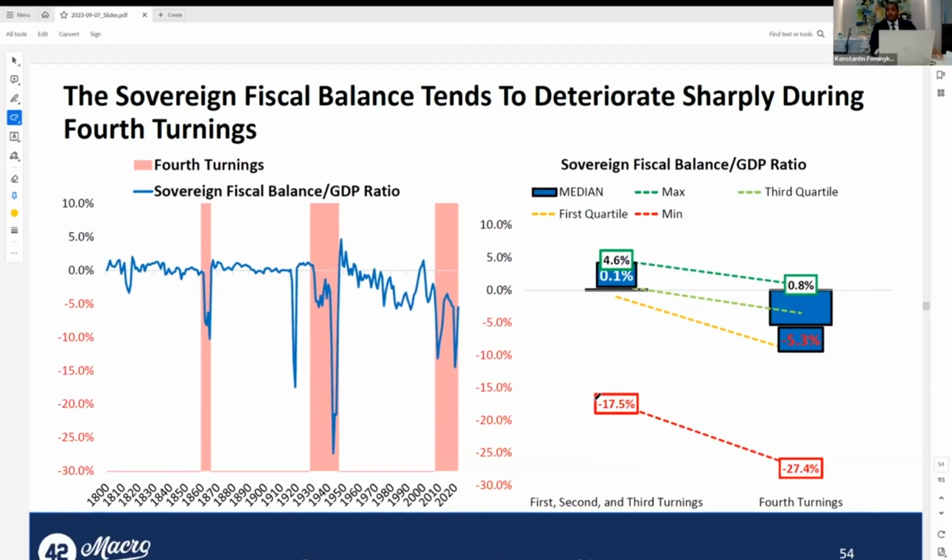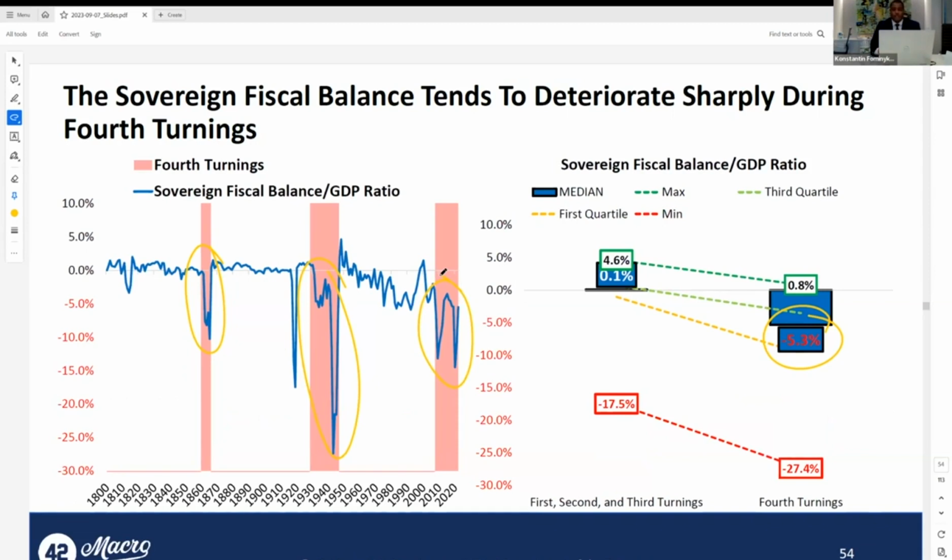And then part of the reason for all that impact, when we transition a little bit and start looking at, okay, why are these outcomes occurring in financial markets? The sovereign fiscal balance tends to deteriorate sharply during fourth turnings. And so the sovereign fiscal balance as a percent of GDP, on a median basis, is much weaker in fourth turnings, but it also tends to decline. So when I say relatively weak, relatively strong, that just means relative to the baseline of first, second, and third turnings. When I say decline or rise, that means there's a consistent and persistent pattern across these longer term time series of certain events taking place.